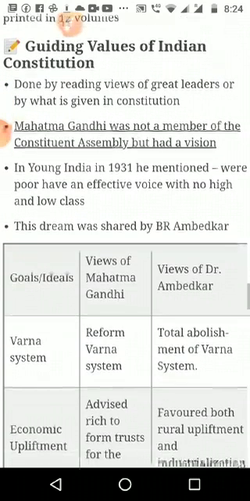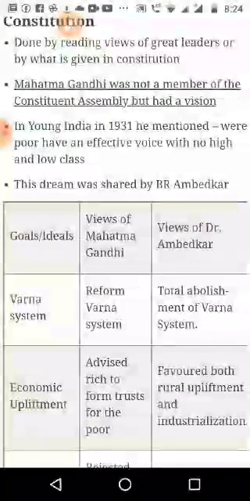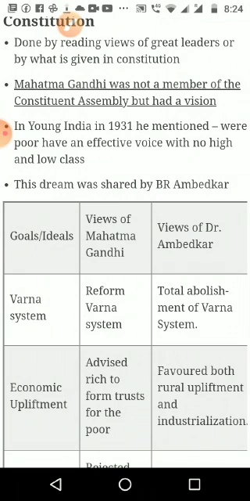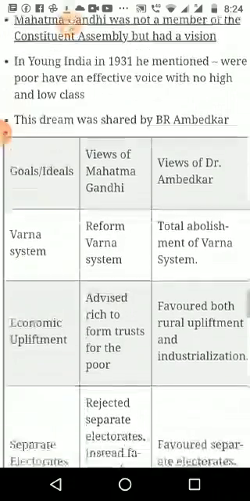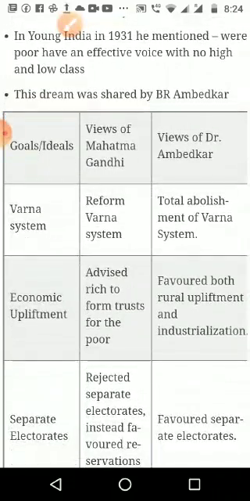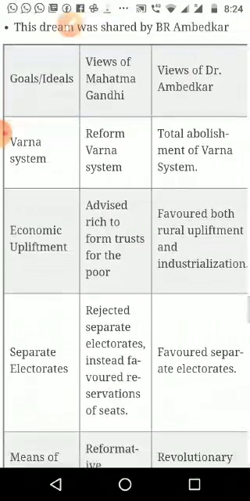The guiding values of the Indian Constitution can be understood by reading the views of great leaders or by what is given in the Constitution. Mahatma Gandhi was not a member of the Constituent Assembly but had a vision. In Young India in 1931 he mentioned a India where the poor have an effective voice, with no high and low class. This dream was shared by Dr. B.R. Ambedkar.